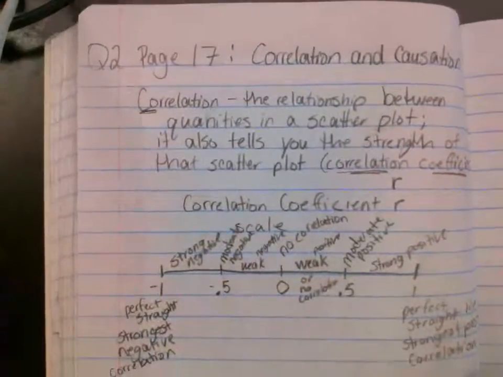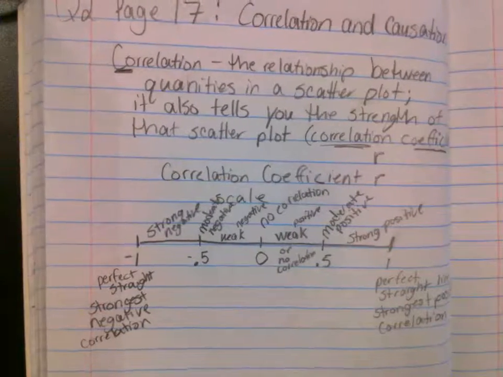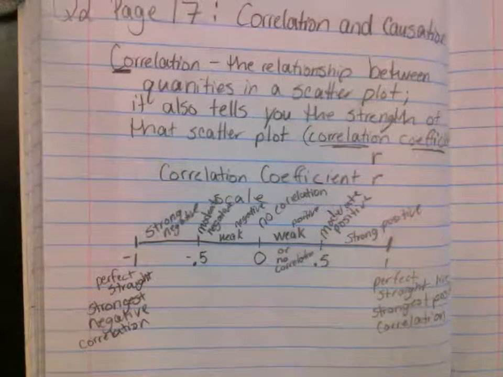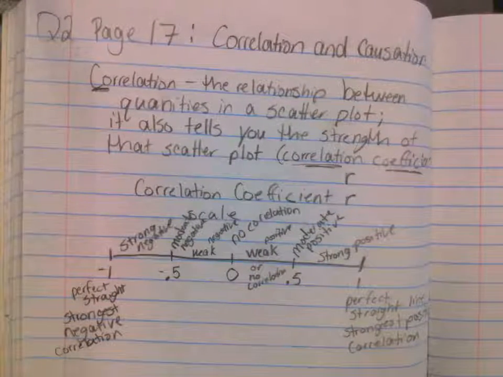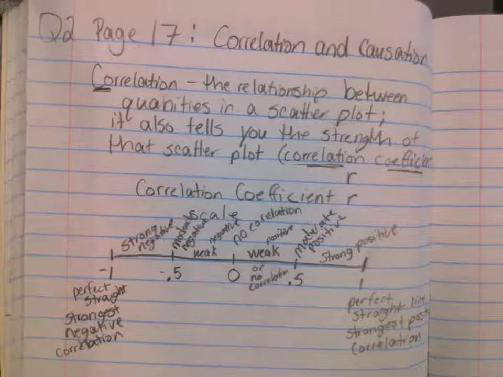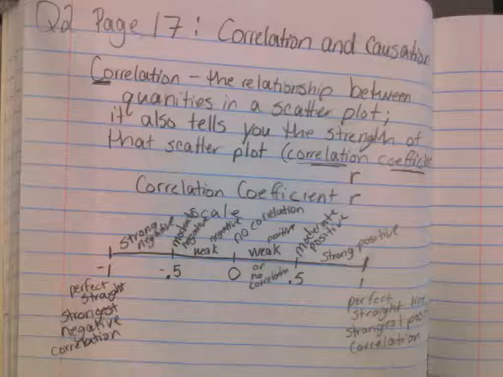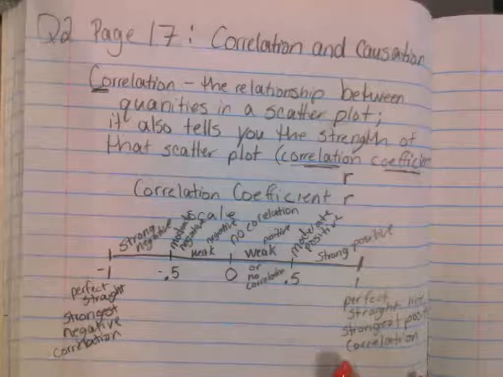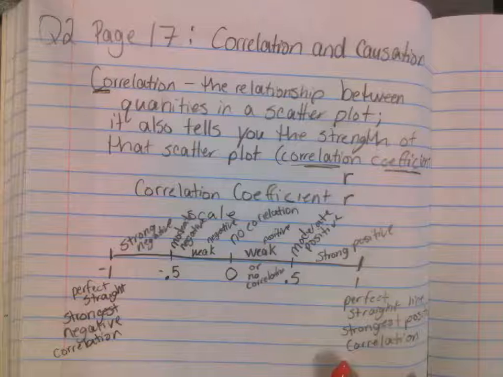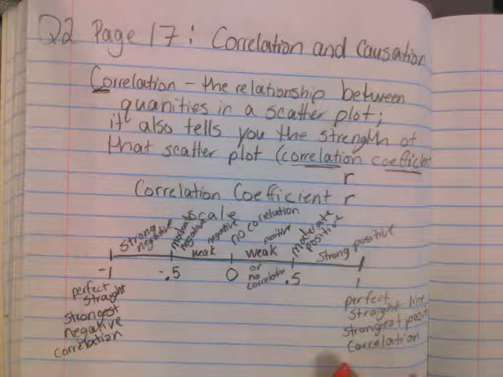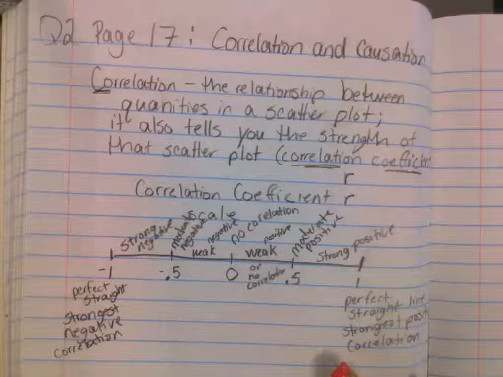This is where we started yesterday. Went over a little bit of the notes that was given when I was absent. And this is where we're picking up at. Correlation and causation. Correlation is the relationship between quantities in a scatter plot, the relationship between points. You've already written notes on positive correlation, negative correlation, and no correlation, okay? Positive correlation is when the points are going up. On average, most of the points are going up.